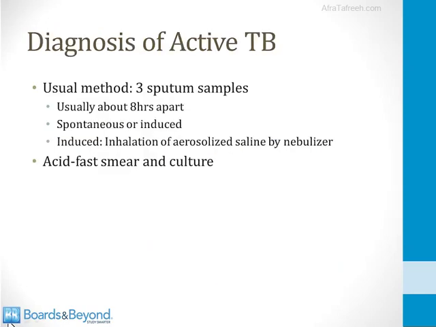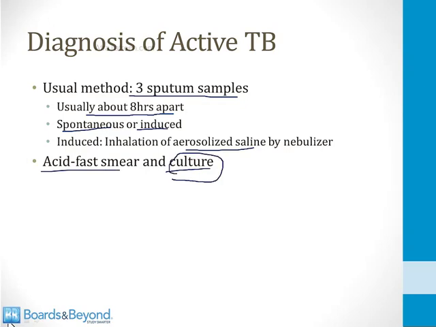Let's talk about how you diagnose active tuberculosis. So let's suppose someone comes in with an insidious onset of fever, cough, and hemoptysis, and you think they might have TB. The usual method for diagnosis is to send 3 sputum samples. Remember I said it's hard to culture, so you want more than one sample. They're usually taken about 8 hours apart, and they can be either a spontaneous sample or sometimes we induce them. And the way you induce a sputum sample is you have the patient inhale a little bit of aerosolized saline by nebulizer, and this makes them cough up some phlegm. And then you send it for that acid-fast smear and then also for a culture. But remember, the culture is going to take a few weeks to come back because the bug is very slow growing.